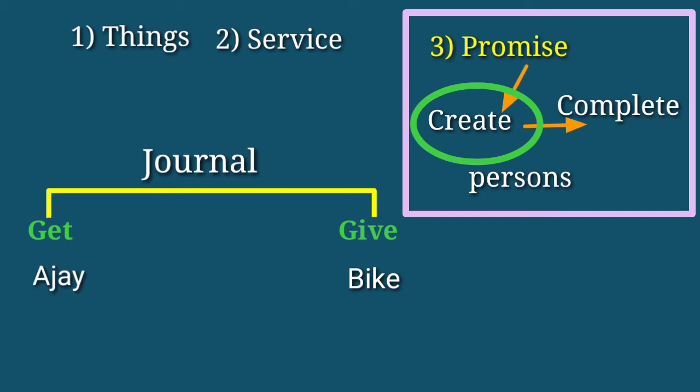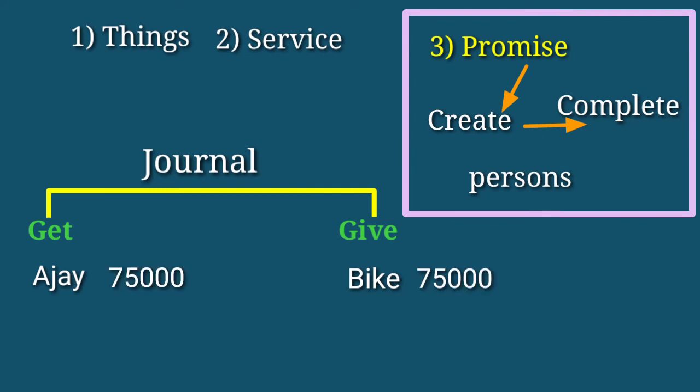Okay, the bike cost is 75,000. So Ajay is also promising 75,000. He will pay in future. So first create the promise. So here Ajay 75,000 and bike 75,000. I give the bike and I get the promise. Is it clear? Now we create the promise and in future we need to complete it.